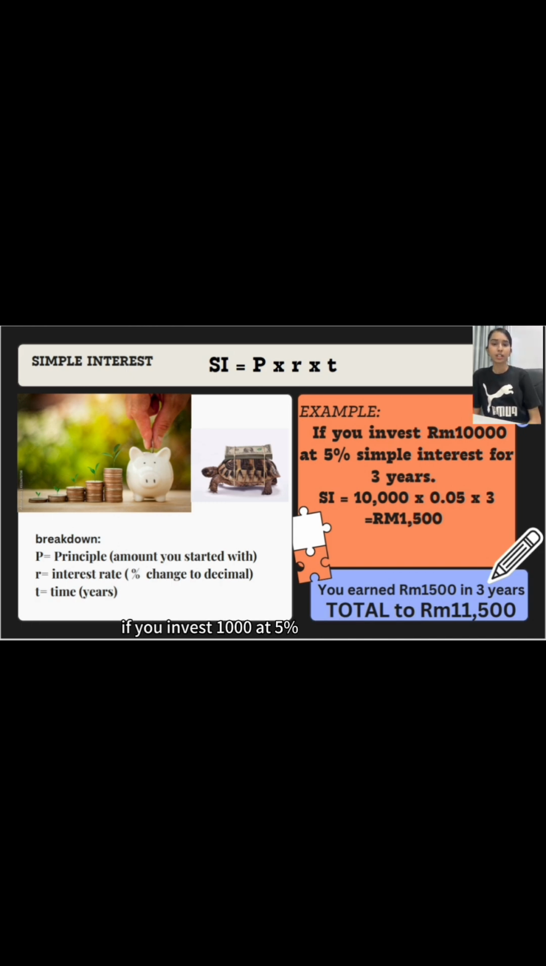Example, if you invest 1000 at 5% simple interest for the next 3 years, how would you calculate it? It will be simple interest equals 10,000 multiplied by 0.05 multiplied by 3 years equals 1,500. Not bad. You earn 1,500 in 3 years, bringing your total to 11,500. Here's the thing, it's kind of like a turtle. It moves slow but steady, but it doesn't pick up speed over time.